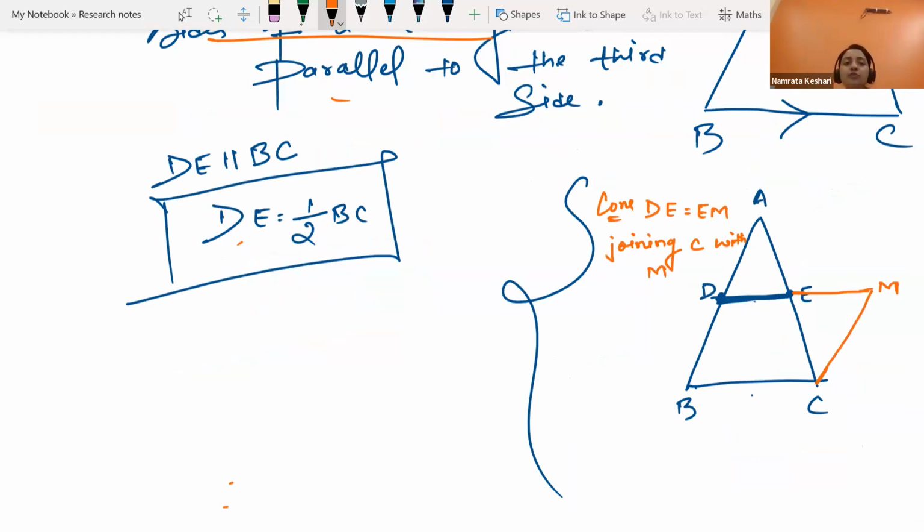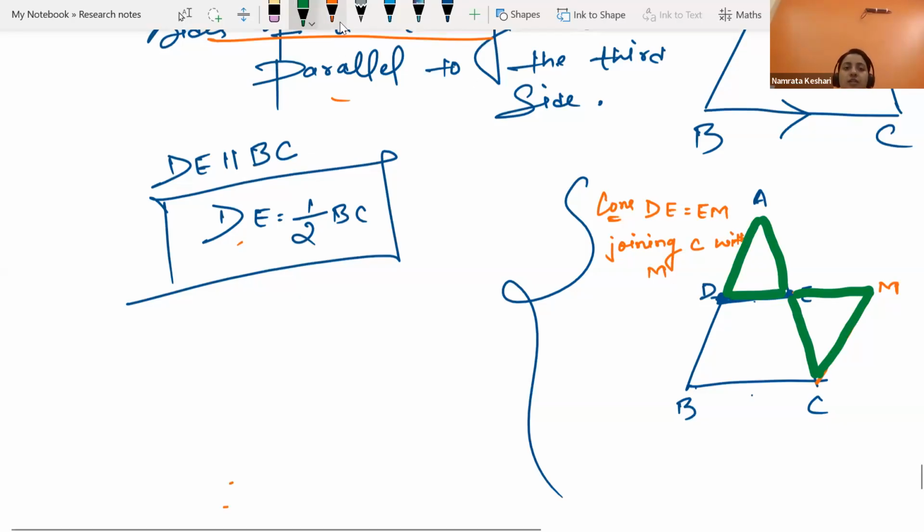Now can we prove that this triangle and this triangle are congruent? I mean this triangle and this triangle, can we prove these two are congruent with each other? Can we think about it? Yes, ma'am. Yes, rest of the students? How will we be proving it?